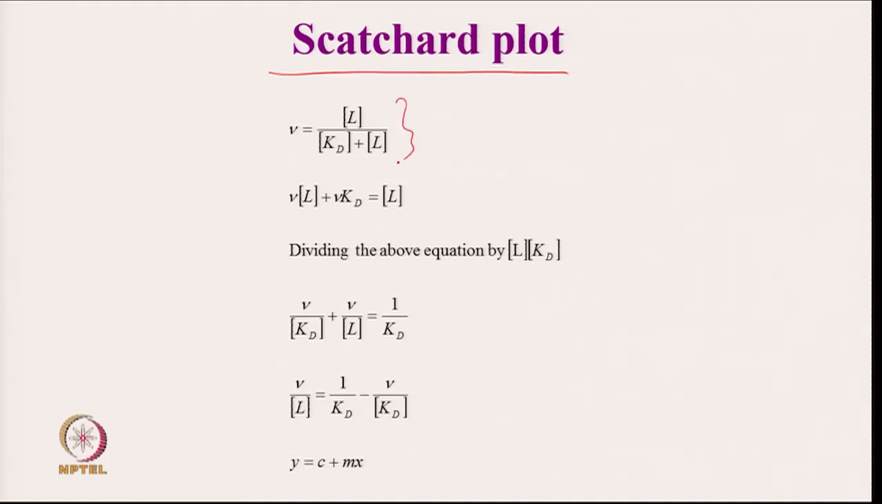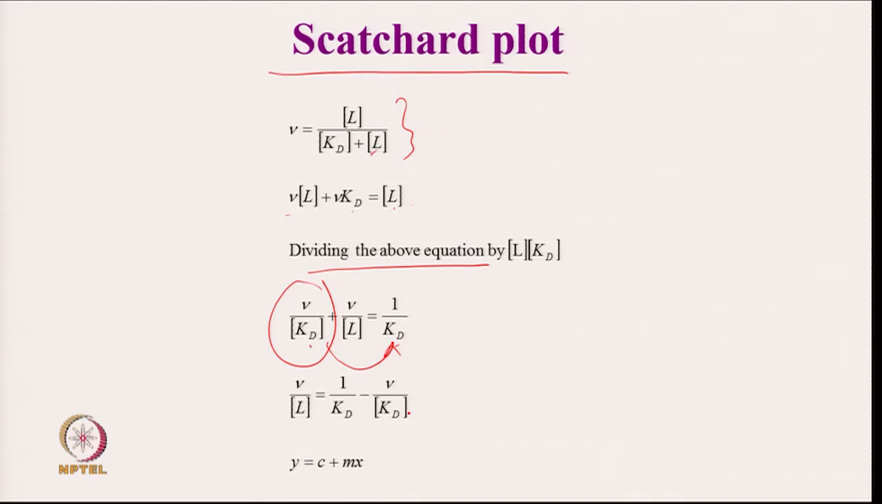So this equation we have already obtained, nu is equal to L divided by Kd plus L. If you multiply this, nu into L plus nu into Kd is equal to L. Divide the equation by L into Kd. Here L will cancel out, Kd will come in denominator. In this, Kd will cancel out, L will come in denominator. Here, L will cancel out and Kd will come in denominator. And if I take nu by Kd this side, what I am going to get is nu by L is equal to 1 by Kd minus nu by Kd.